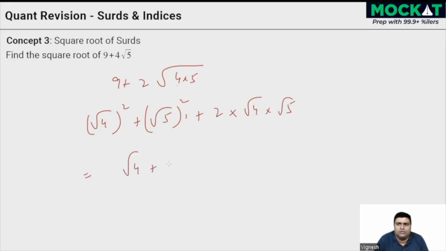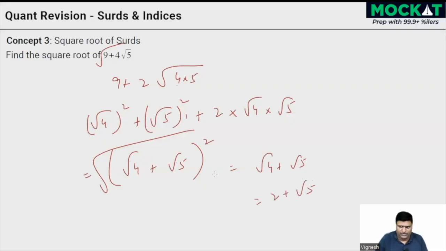We get root 4 plus root 5, the whole square, and that is 9 plus 4 root 5. So if I want to find the square root of this, I have to find the square root of this, which comes to root 4 plus root 5 or 2 plus root 5. Root 4 is nothing but 2 over here. But given that we have applied the square root, we need to remember that it can be plus or minus of this, and that we need to make note of. Okay, so that's about it when it comes to surds.